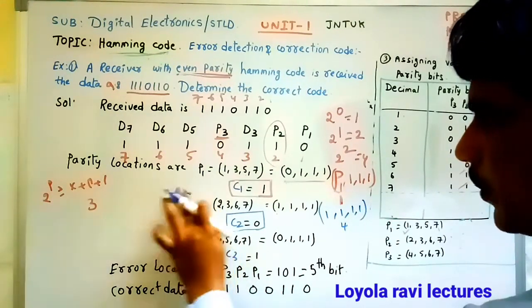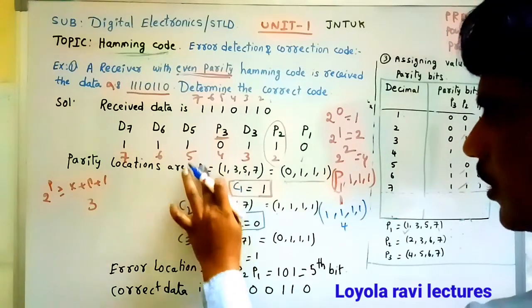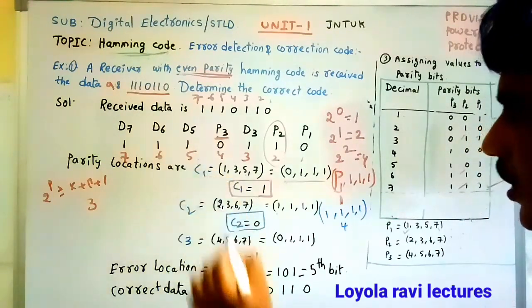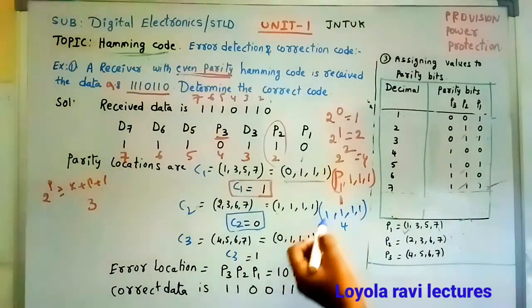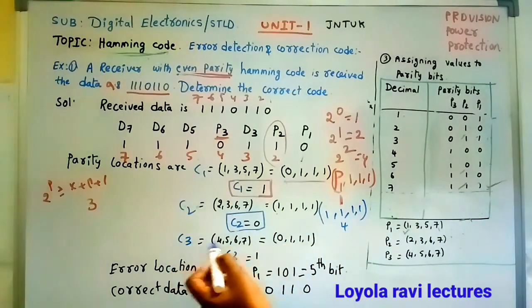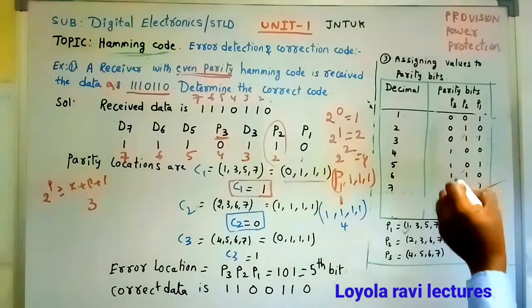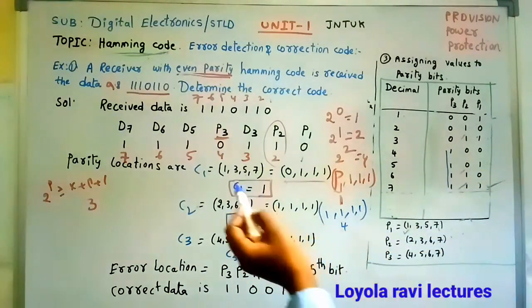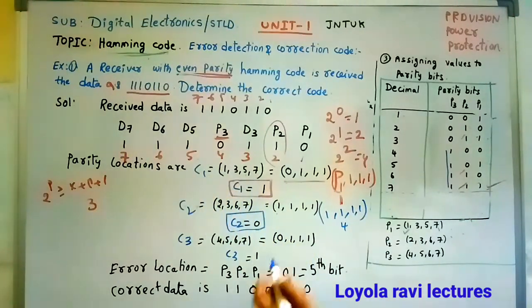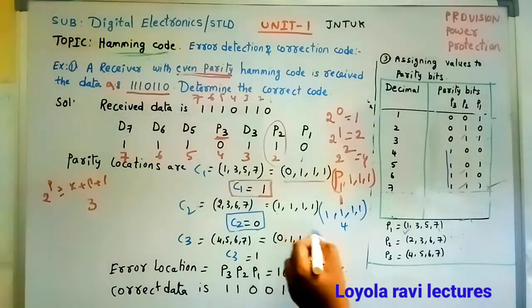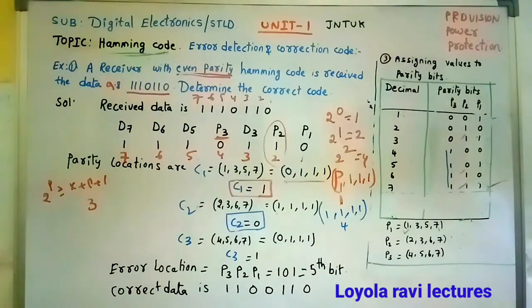You may take it in terms of C, the correcting code, C1, C2, C3. C1 is equal to 1 here, and here C2 should be 0. C3 is equal to 4, 5, 6, 7: 0, 1, 1, 1, 0, 1, 1. So compulsorily the parity location should be 1. Then only even parity is satisfied. That's why this is 1.